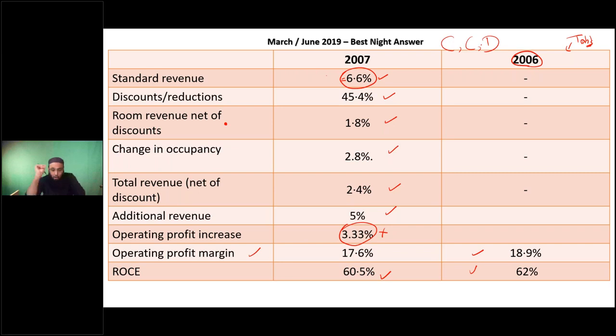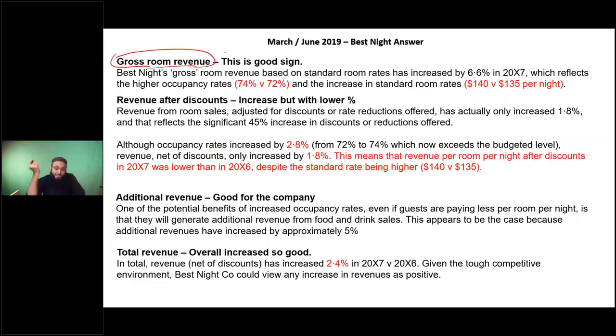Now calculation done, comment. Is 6.6% good or bad? So when I ask, you also reply to me. Is this 6.6% good or bad? So it's a good one. This is the comment. It's a good sign. Right? Okay. So it's a good one.